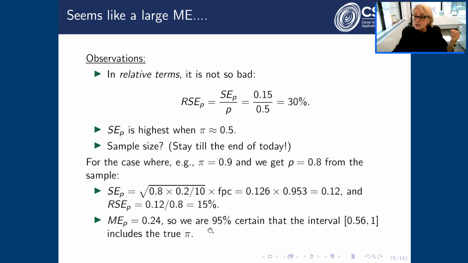So in this particular case, I get something that's more informative, because in this case, I can tell you that I'm 95% certain that the interval 0.56 to 1 actually covers the true proportion, the true population proportion. It's still kind of iffy, but to do anything better here, I would have to increase the sample size. But at least it's better than the one we had before.